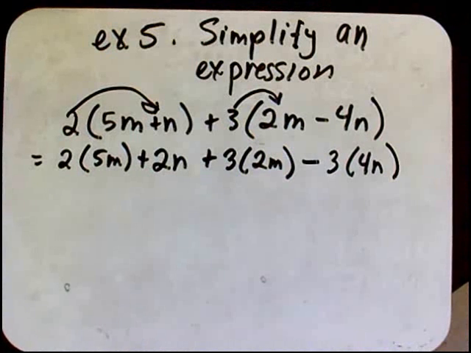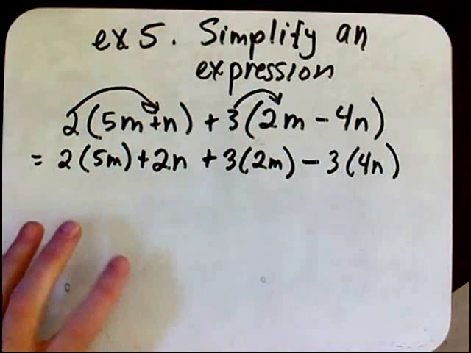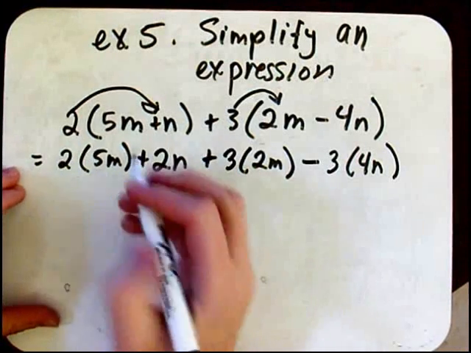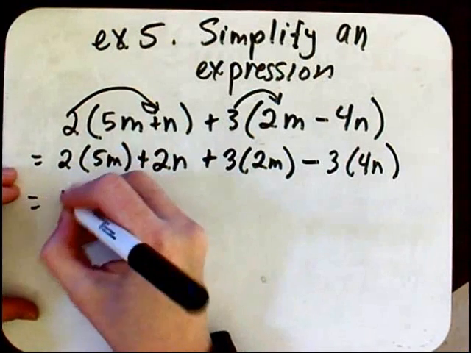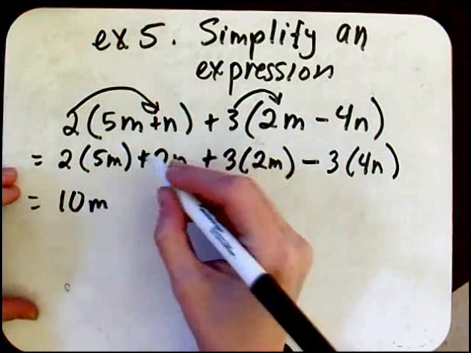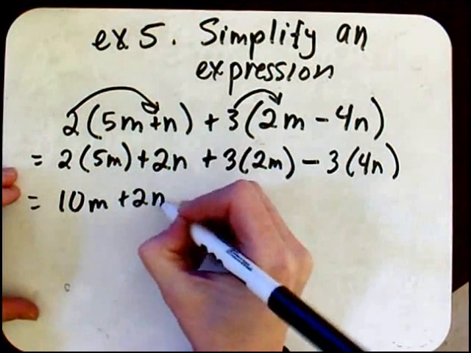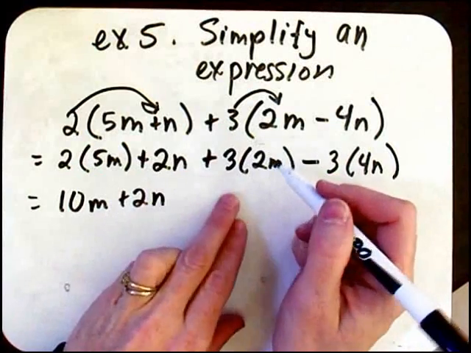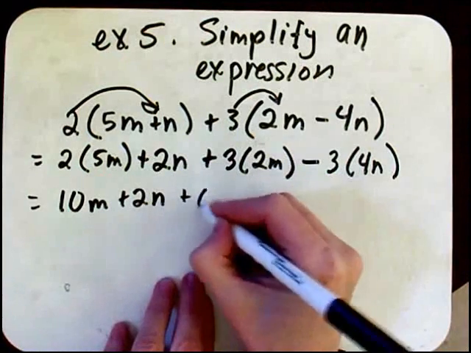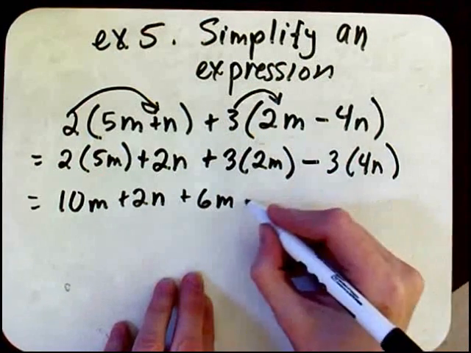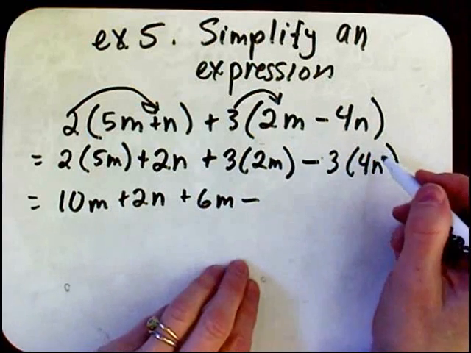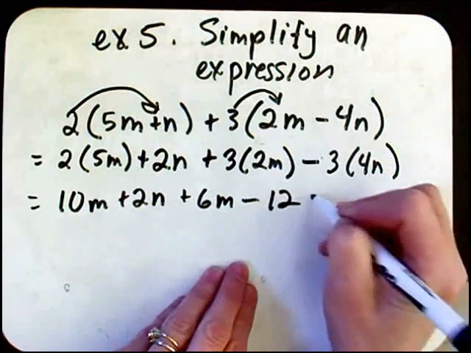Okay, then we need to just multiply and get rid of all of our parentheses. So working left to right, 2 times 5m, 10m plus 2n plus 3 open 2m. So that's multiplication. Plus 6m minus, because we have negative 3 times positive 4n, minus 12n.